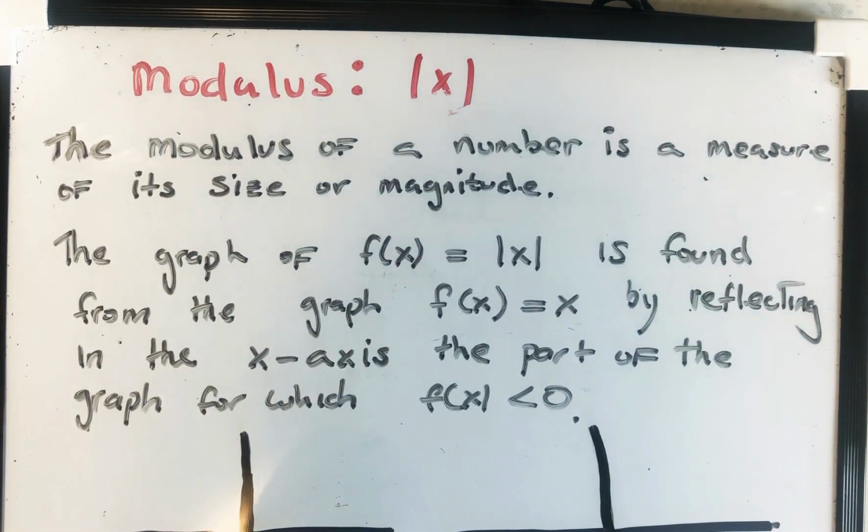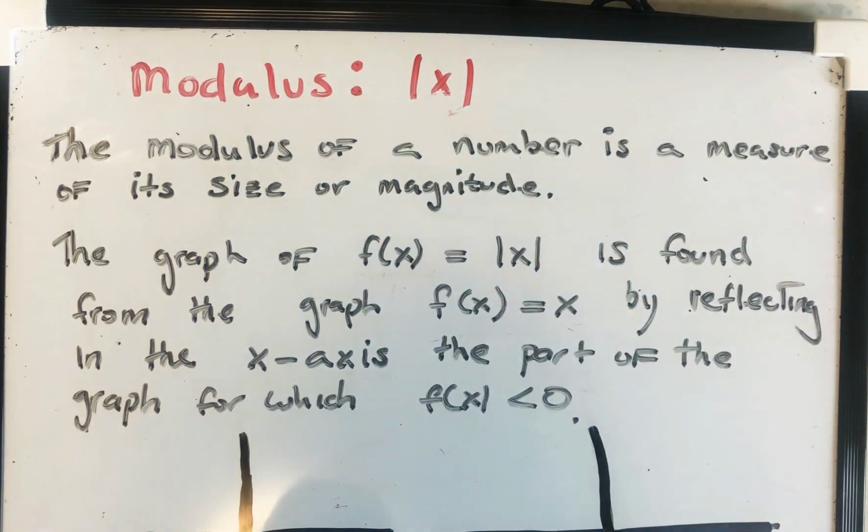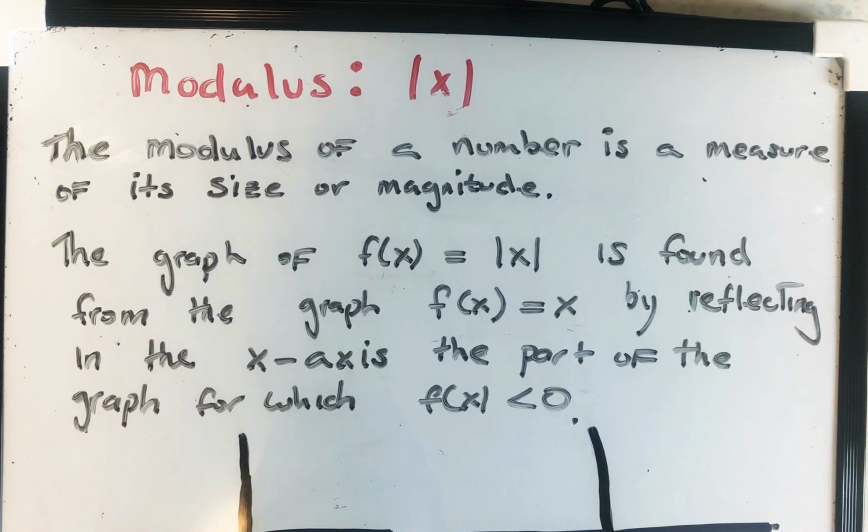In this video we're going to be focusing on the modulus, and it's written in notation like this. So it's an x with two parallel lines encasing the x. You're probably wondering, what is the modulus? The modulus of a number is a measure of its size or magnitude. In other words, what is the length of the number?